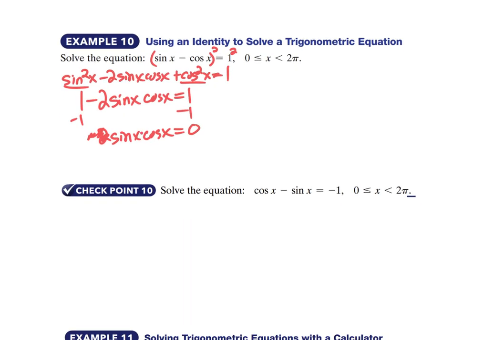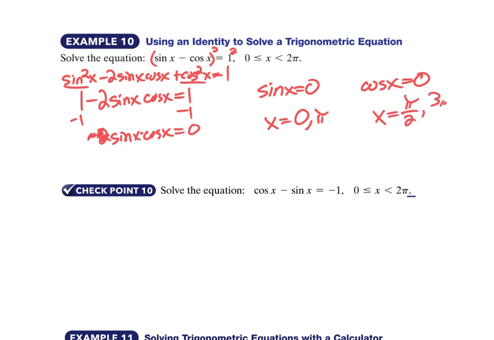So this is being multiplied. So I want to know when sine of x equals 0 or cosine of x equals 0. Sine of x equals 0 when x equals 0 or pi, because remember it's the y value, and cosine of x equals 0 at pi halves and 3 pi halves. Now we need to check these solutions to make sure that they all work.